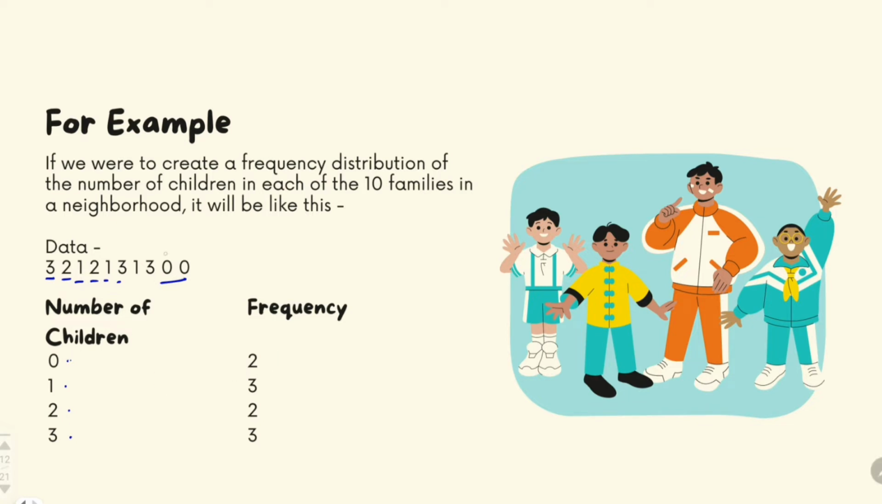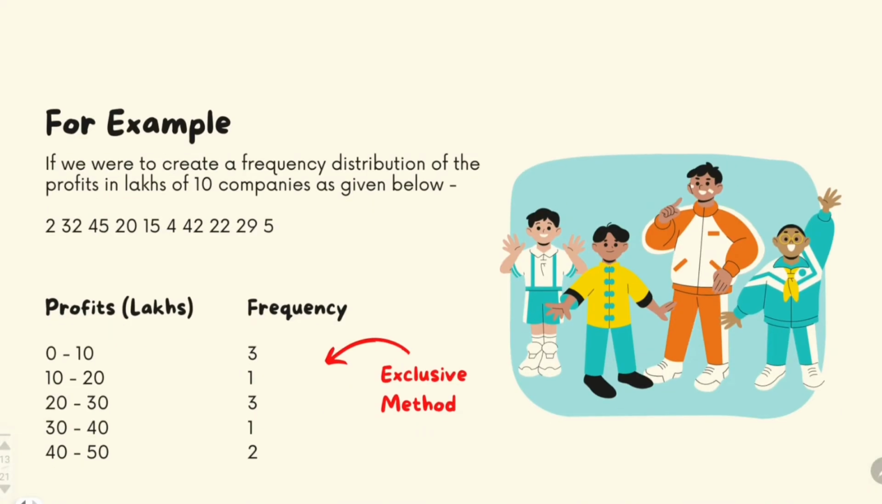And see, I had 2 occurrences of 0, so I wrote frequency as 2. 1 comes up 1, 2, 3 times, so I wrote 3. 2 comes out 1, 2, 2 times, so I wrote 2 over here. 3 comes out 1, 2, 3 times, so I wrote 3 over here. So there I have it, my frequency distribution.